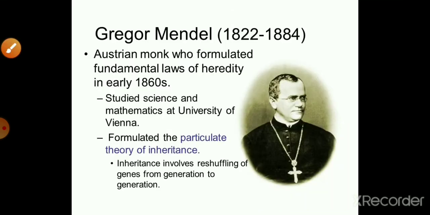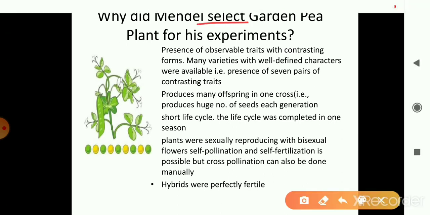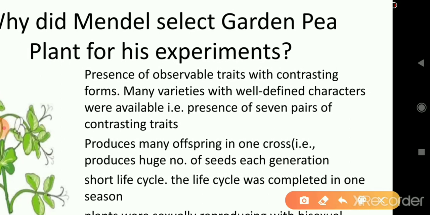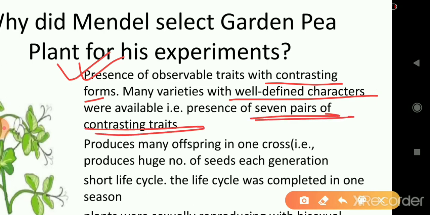Before we discuss his experiment, we need to know the reason for selecting the garden pea plant. The first and most important reason why Mendel selected the garden pea plant was that he found the plant showed contrasting traits for several characters. In fact, there were seven pairs of contrasting traits, that is, contrasting traits for seven characters. So this was one of the main reasons.